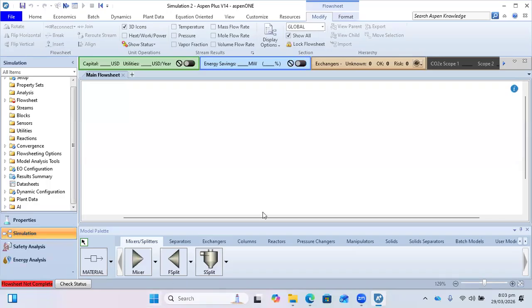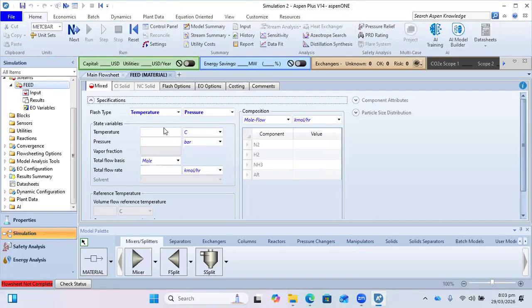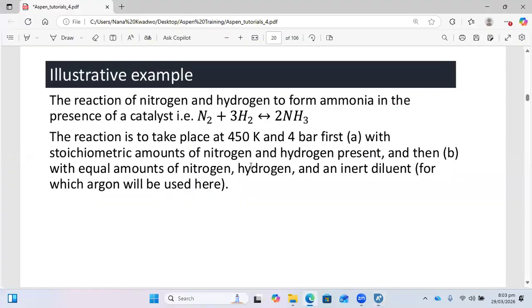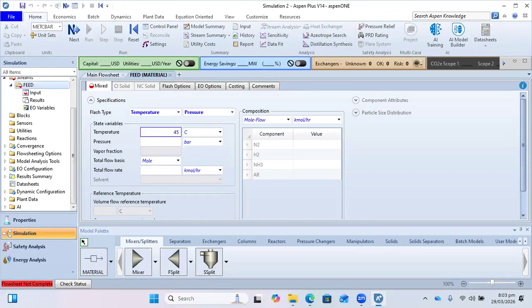Now, you can decide to use the approach we've been using all along, where we have maybe two streams, you mix them and feed them into the reactor. That's fine, right? But you can also just decide to work with a single stream and then have everything specified in there. So this is going to be our feed. And then for this feed, the conditions again, sorry. So 450 Kelvin and 4 bar. So we'll make this 450 Kelvin, then 4 bar.